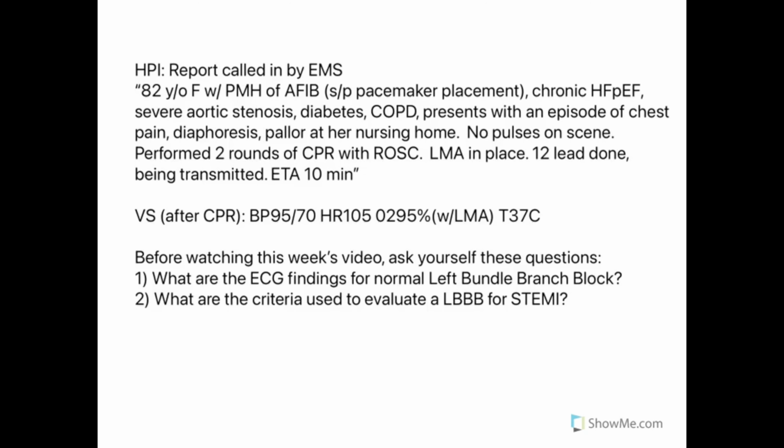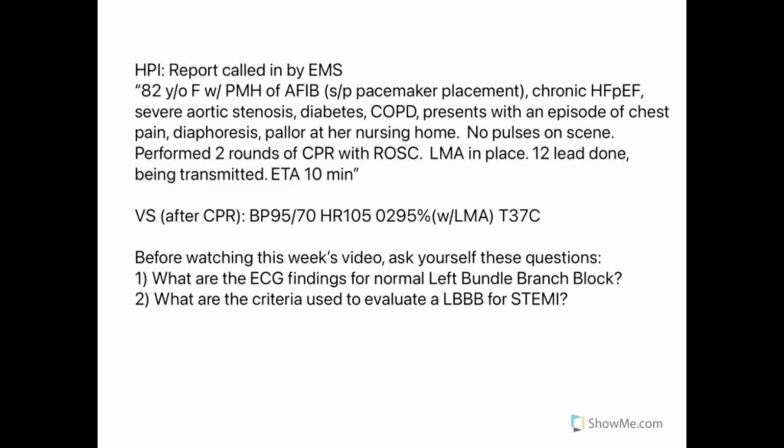It's going to be a little different this week because our patient isn't actually in the ER with us. So you're sitting there with your attending, and you hear a report called in by EMS. This is an 82-year-old female. They were called to a nursing home to evaluate. She's got a history of AFIB. She recently had a pacemaker placed, heart failure, aortic stenosis, diabetes, and COPD. She presented with an episode of chest pain, diaphoresis, and pallor.